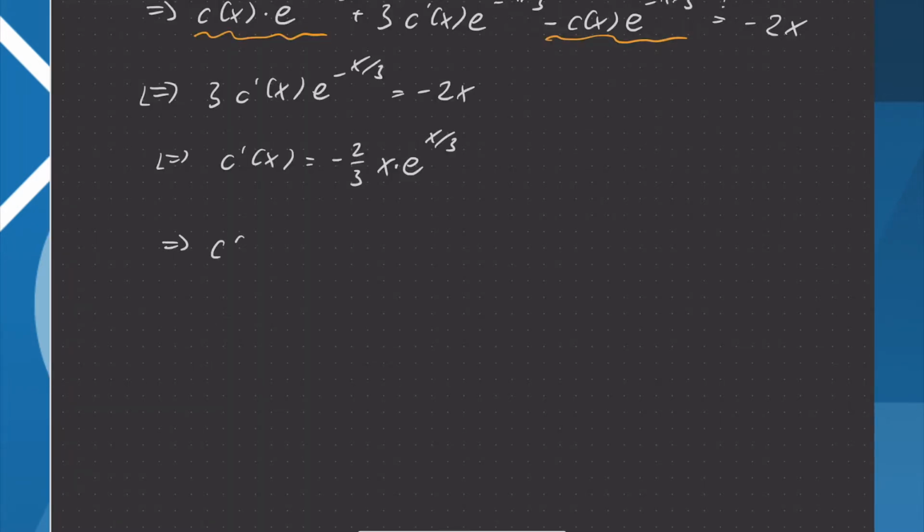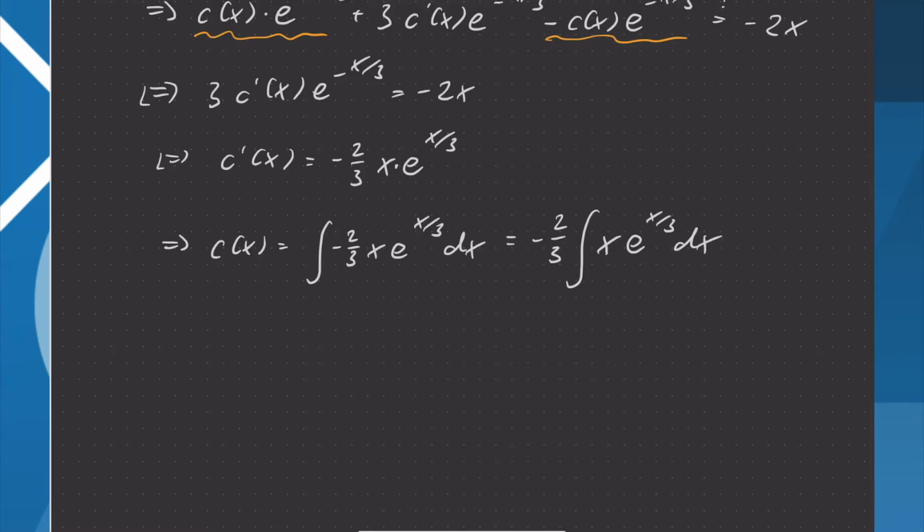And that means c of x is the integral of minus 2 over 3 x e to the x over 3 dx, or minus 2 over 3 the integral of x times e to the x over 3 dx. You hopefully remember how to solve integrals of this kind. In this case, integration by parts seems a good choice.